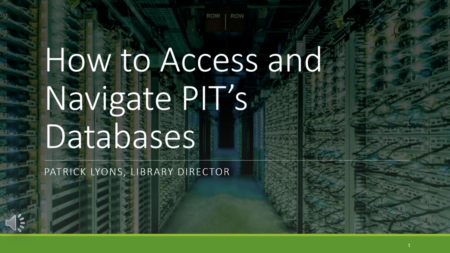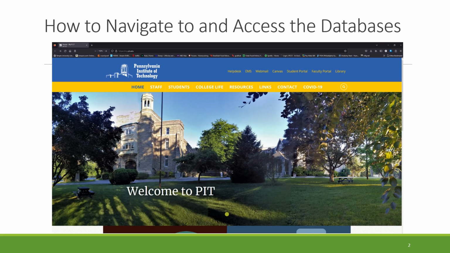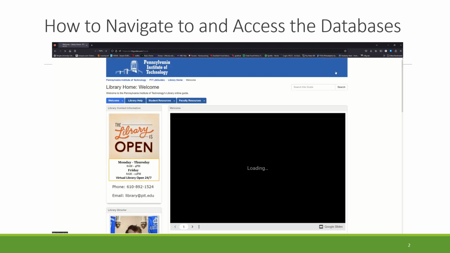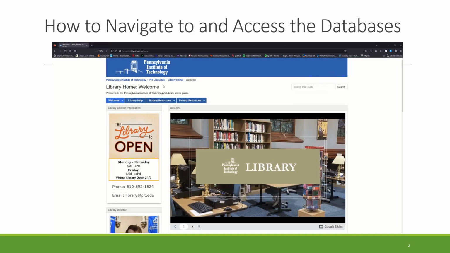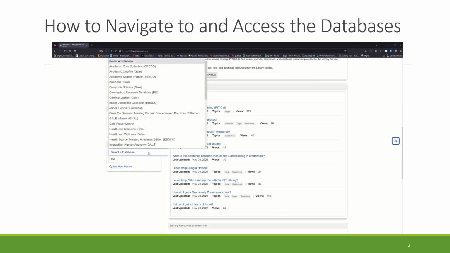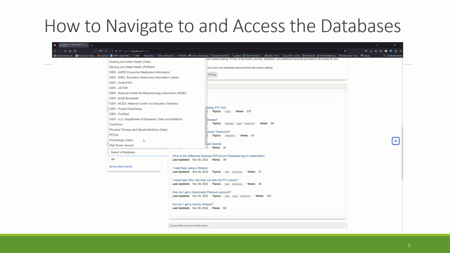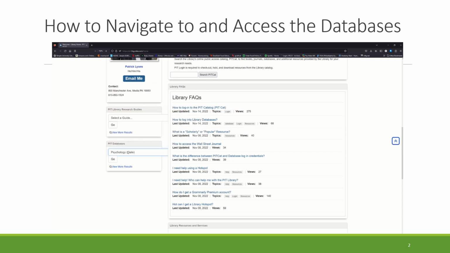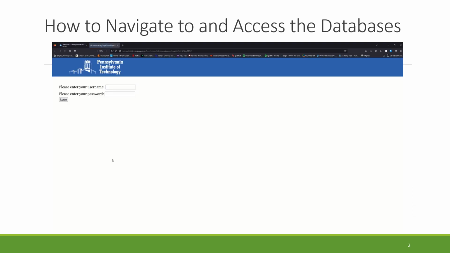Pitt's databases. From your mypitt.edu page, click on Library on the upper right at the top to go to the library homepage. On the library homepage, go down to the Databases drop-down menu. Click Select a database to open the drop-down menu, and click on the database you want to peruse. For example, here we'll select the Gale Psychology database. Next, click the Go button.